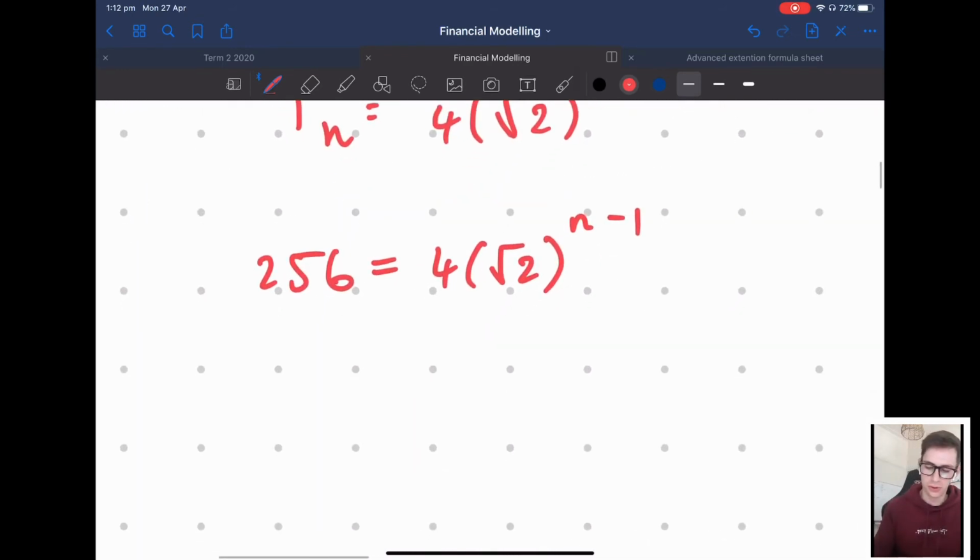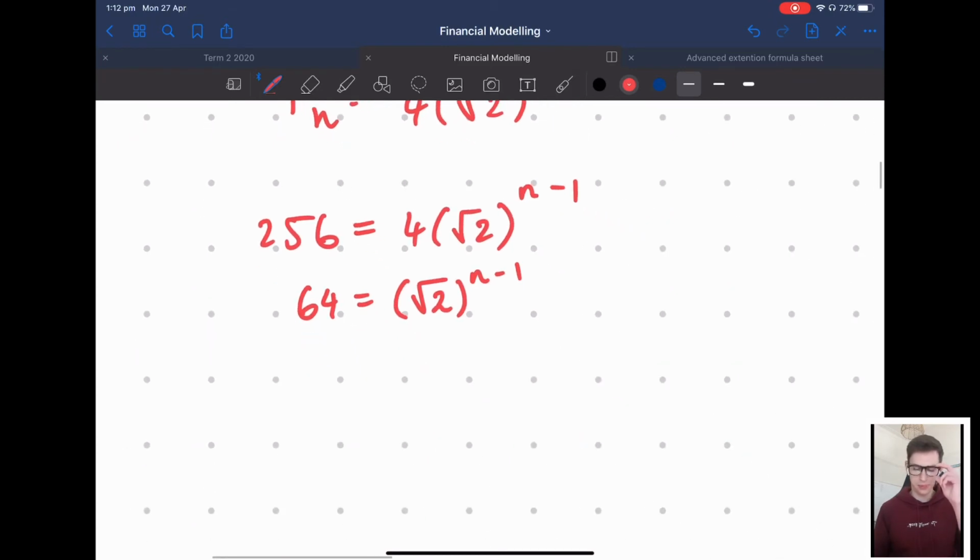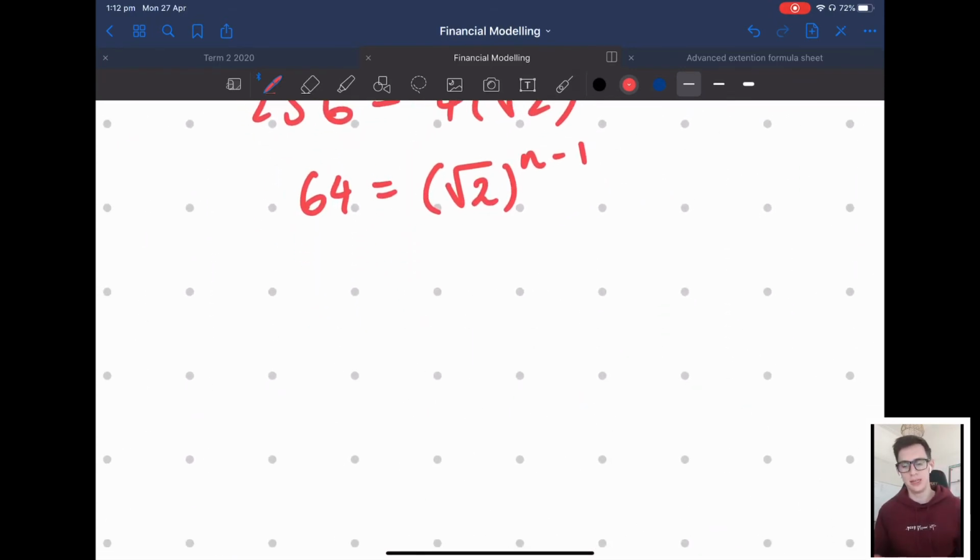The first thing I'm going to do is get rid of that 4 by dividing it across, so I'm just dealing with one thing with its power. So I'm going to go 256 divided by 4, and I'm going to get 64, equals root 2 to the n minus 1. Now what I'm left with here, I have something with a power equals an answer.